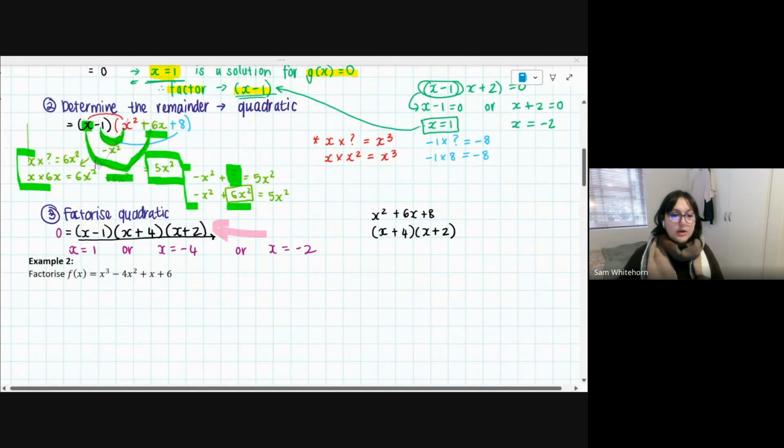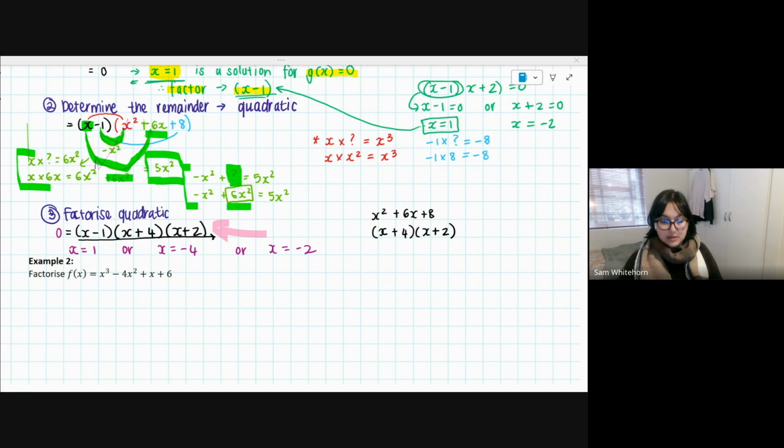So if we look at example 2, we've got x cubed minus 4x squared plus x plus 6. Again, we just want to factorize this. What we want to do here is first find our factor. So you're going to pick a value for x. It doesn't matter what you pick. Again, my advice is choose something, start at 1 or -1 and go up. And you want to find where this expression is equal to 0.